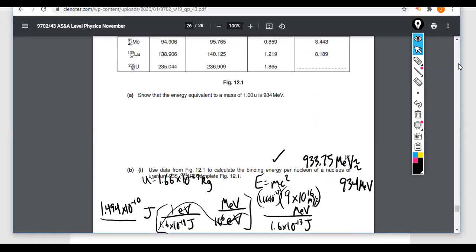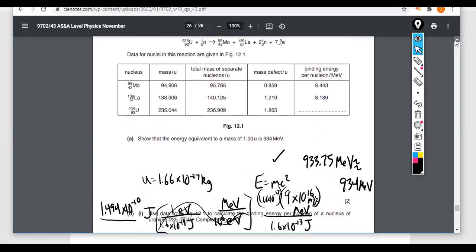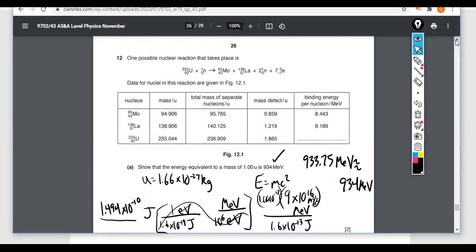It says use data from the table to calculate the binding energy per nucleon of a nucleus of uranium-235. Very clever students would be able to look and see that they've already done this calculation for these two, so we could just mirror whatever they did here. The binding energy per nucleon is what we calculated for iron when we looked at this graph, the binding energy per nucleon versus the nucleon number.